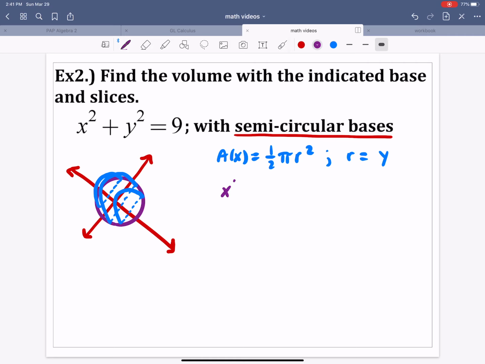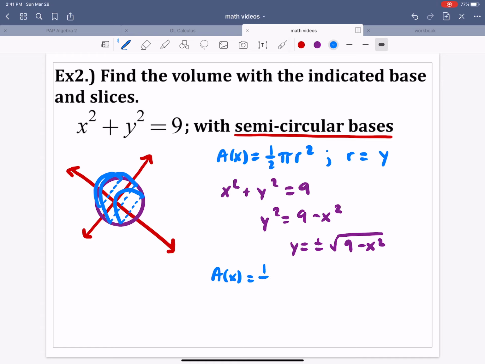Now, just like we did on the last problem, we're going to have to take this equation and rearrange it. So we know that we have y squared equals 9 minus x squared. Square root of both sides, we get y equals plus or minus the square root of 9 minus x squared. Now, we go back and we plug that into our area equation. So we have area equals 1/2 pi times r squared. Well, r in this case is the square root of 9 minus x squared, and we're squaring that. So we get 1/2 pi times 9 minus x squared.